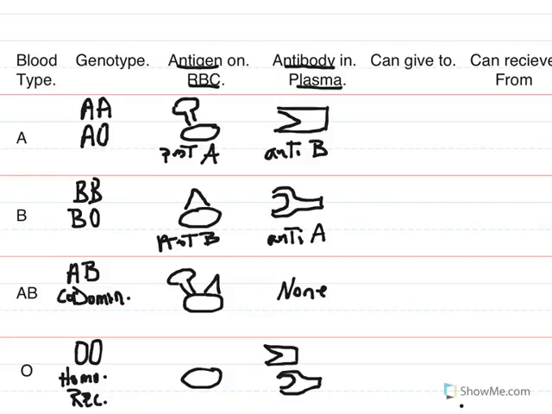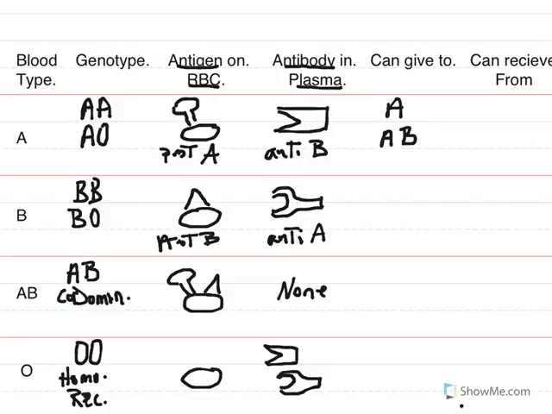So when we're talking about transfusions, let's concentrate just on the transfusion of the red blood cells. And what you have to remember is that you do not want the blood cells of the donor to react with the antibodies in the plasma of the recipient. So keep that in mind all the time. So who can the blood types give to? Blood type A can give to anybody that does not have anti-A in its plasma. So that means blood type A can give to A, and it can give to AB.